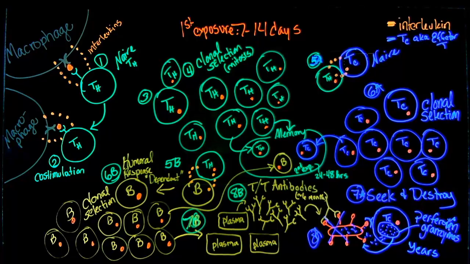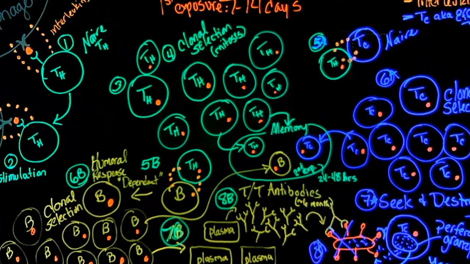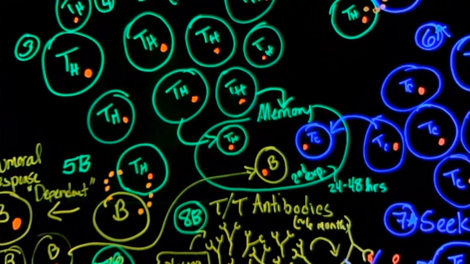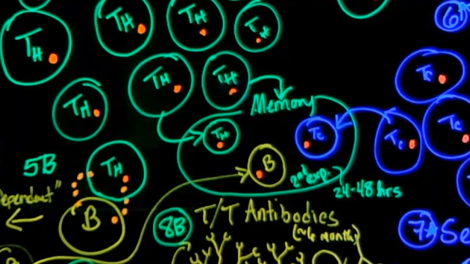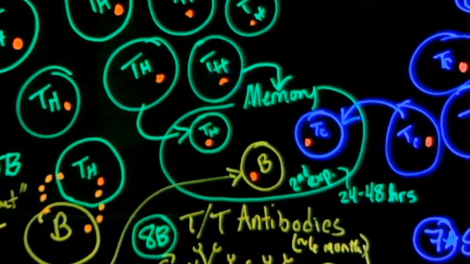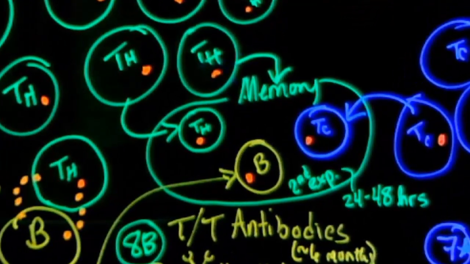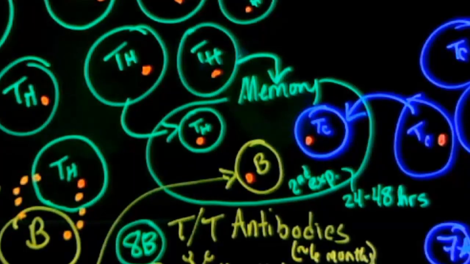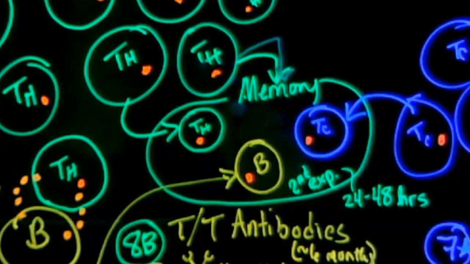Now, I wish I could tell you that that was it. But one of the key aspects of the third line of defense is to have immunity and to have memory to these foreign antigens, to be able to mount a response in a much more rapid frame of mind, a much more rapid state of existence.